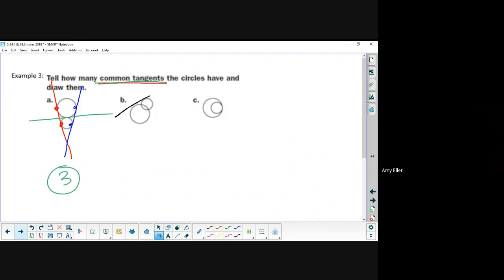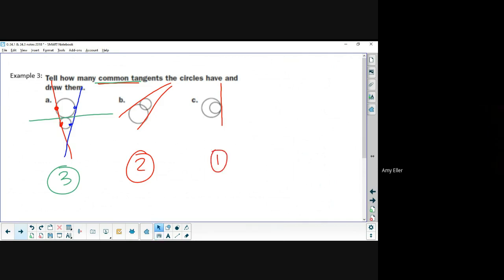For B, there's one. And it's not drawn the best. Maybe I can do it a little better. There are two of them. 1, 2. Sorry, on the board it's not quite as easy. There are two common tangents here. This one, C, has only one common tangent on it.